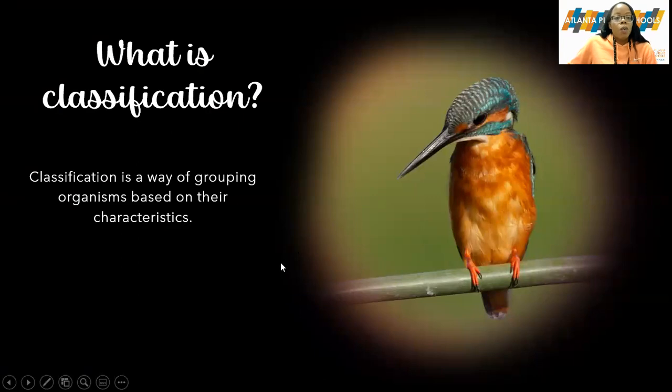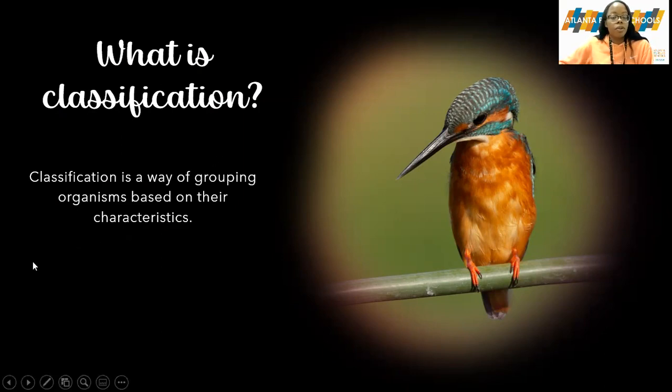Okay, so what is classification? We have to understand that before we can understand any of the information that's to come. The scientific definition of classification is a way of grouping organisms based on their characteristics. We are all very familiar with what classifying is. In fact, this is something that was probably introduced to you at a very young age.